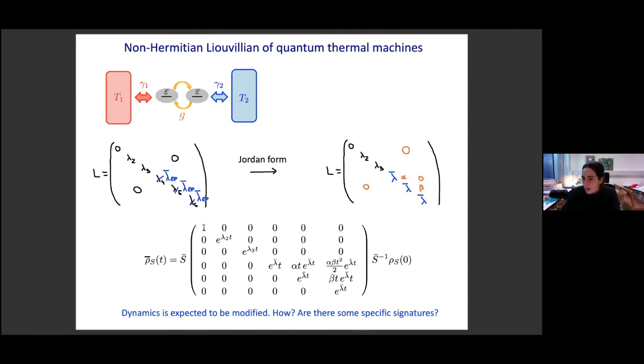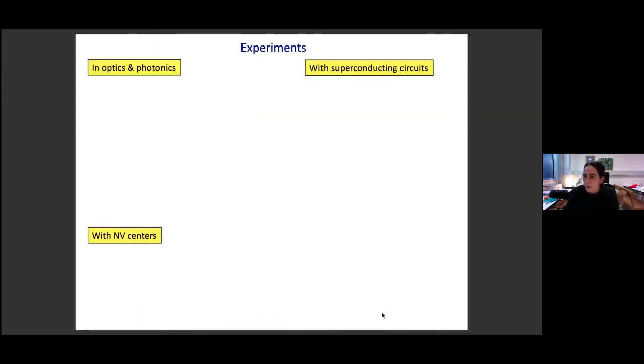This is the eigenvalue 0 corresponding to the steady state. Here I have lambda 2, lambda 3, nothing special. And here I have the Jordan form. What you see is that on top of the exponential decay, I now also have polynomial dependence in time that will alter my dynamics. So the dynamics is clearly expected to be modified, but how, and are there some specific signatures? This is what I would like to tell you now.